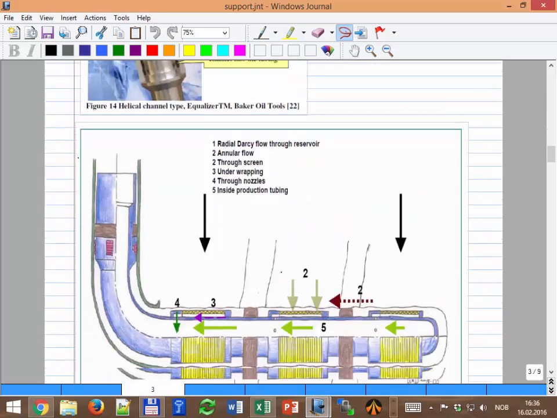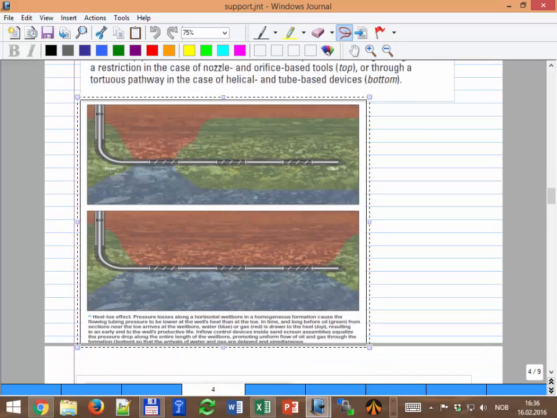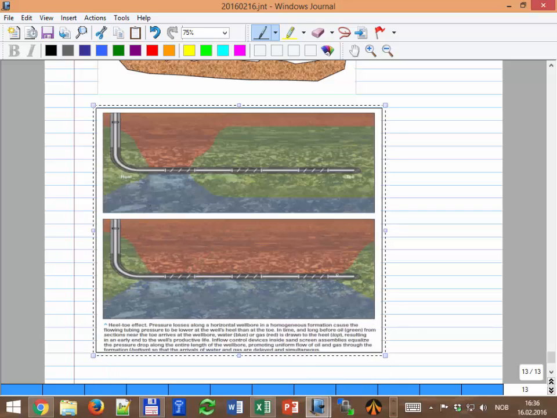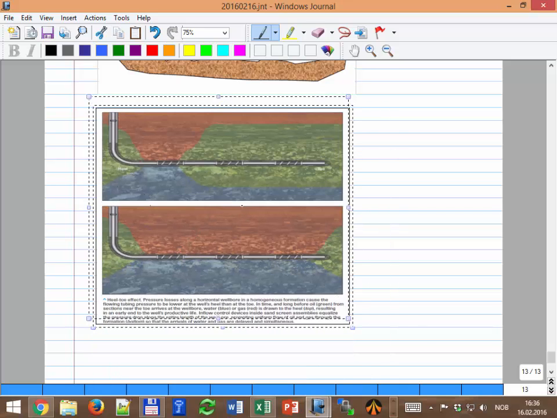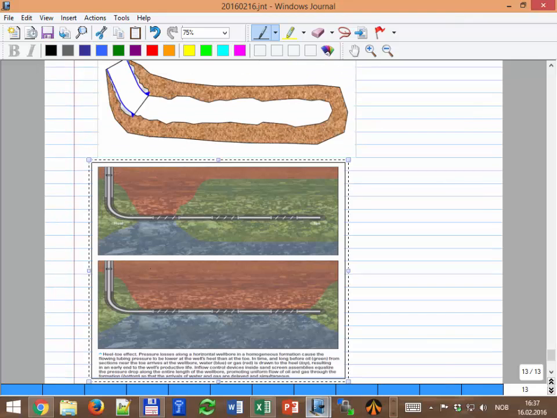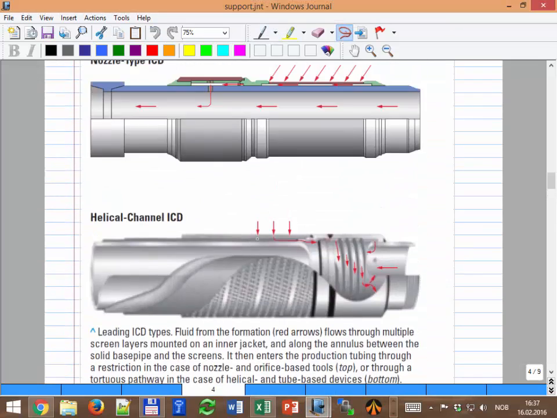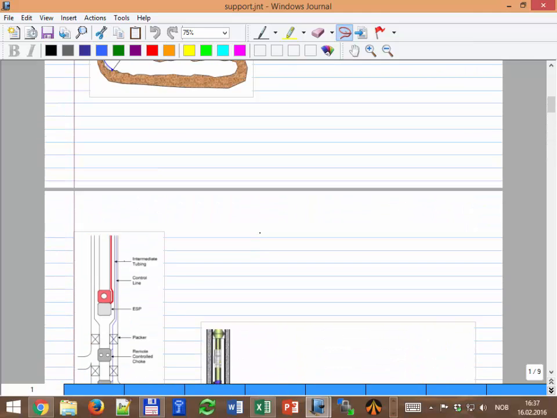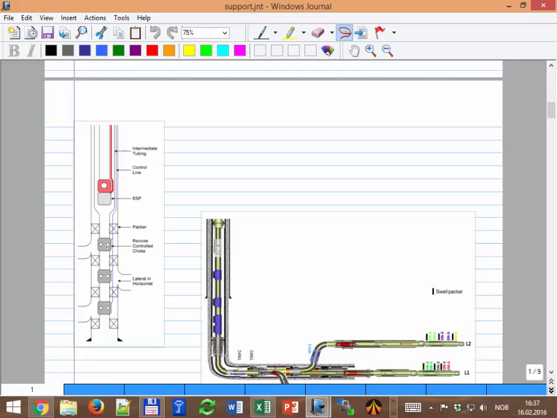Otherwise, this thing might happen. If you don't take any control, then there will be depletion, and actually you have gas coning or water coning at the heel. And not only that, you have multi-branch or multi-laterals, or you have also long horizontal wells.